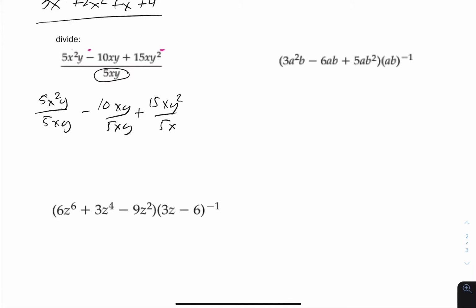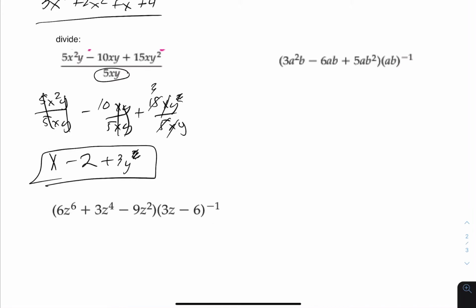And then reduce. So the 5's cancel, the y's cancel, there's only an x left. That's a little different. xy's cancel, divide. So 2. 5 and 15 gets me 3, but the x's cancel. So it's plus 3y squared. I forgot a y. Plus 3y. And there we go.